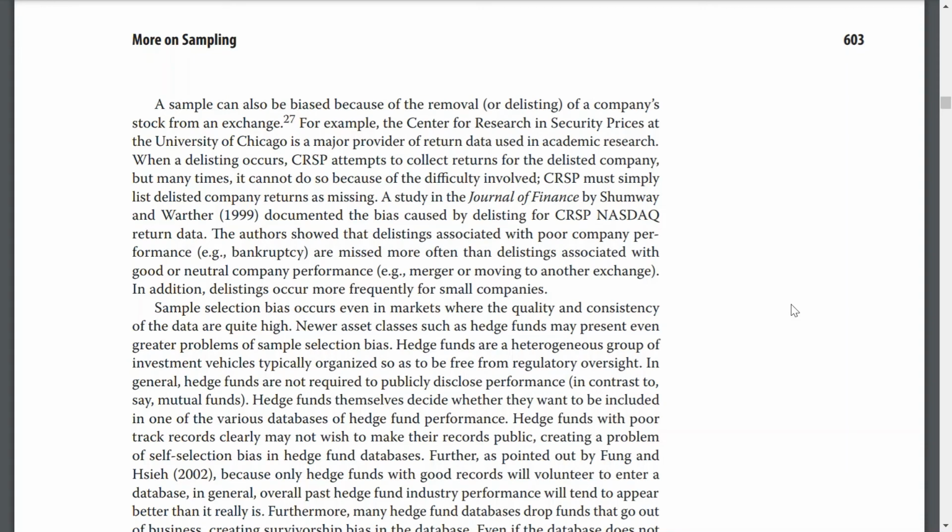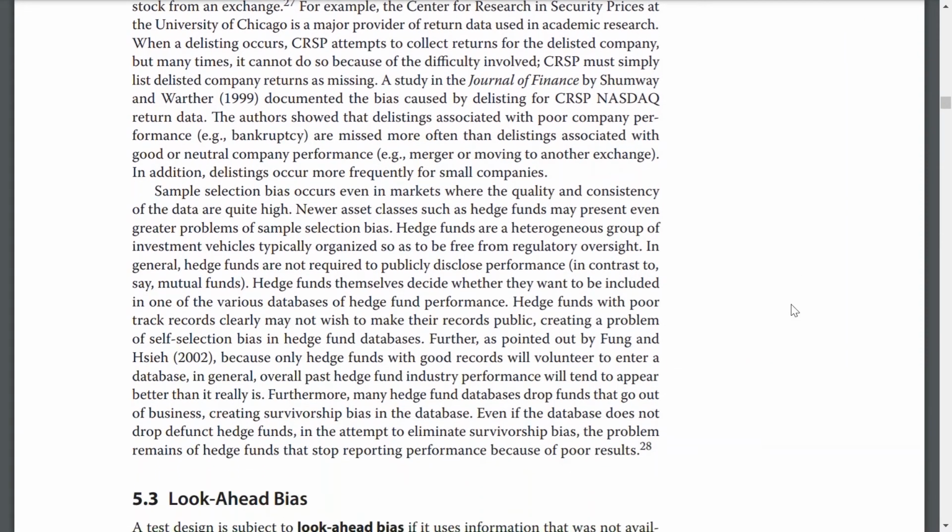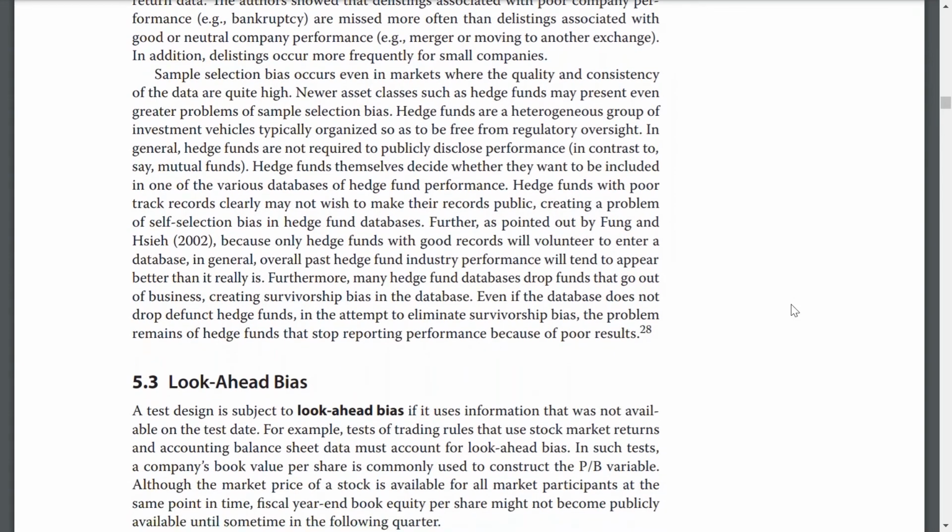Another showed that delistings associated with poor company performance, e.g., bankruptcy, are missed more often than delistings associated with good or neutral company performance, e.g., mergers or moving to another exchange. In addition, delisting occurs more frequently for small companies. Sample selection bias occurs even in markets where the quality and consistency of the data are quite high.